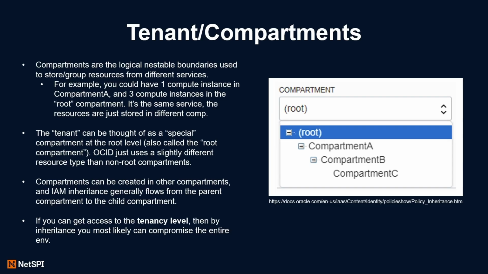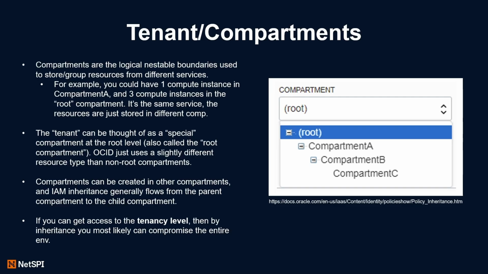The tenant, you can think of as a, quote, special compartment. It's basically a compartment that exists at the root level. It's also called the root compartment in some of the documentation that you'll see. And so it functions almost the same as a compartment. You can put compute instances in the root compartment if you want. I'm pretty sure you can put buckets in the root compartment if you want. For all intents and purposes, you can really think of it as just a compartment. It's just that the OCID, that unique identifier, is slightly different in that it labels it as a tenant as opposed to a compartment. But as we'll see shortly, you can usually put whatever you want in that tenant. I'm sure there are caveats, but that's what I've observed as I've gone through this.